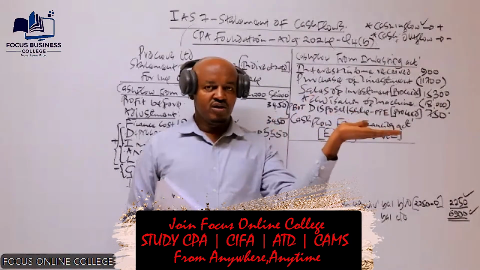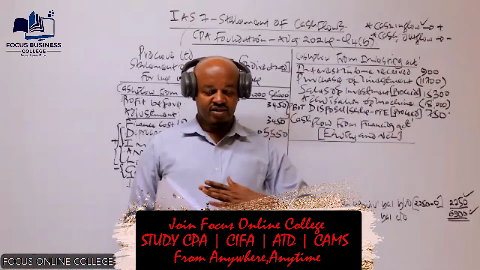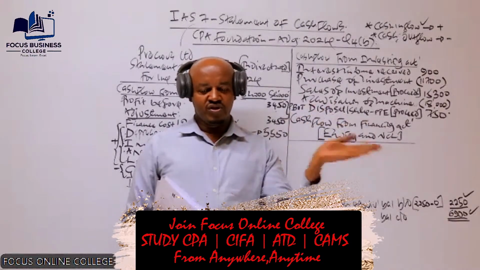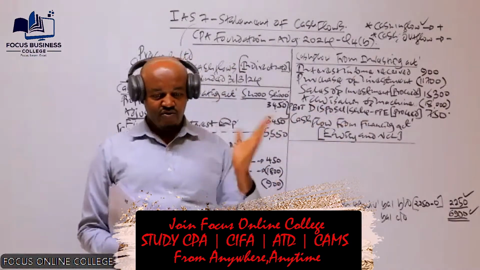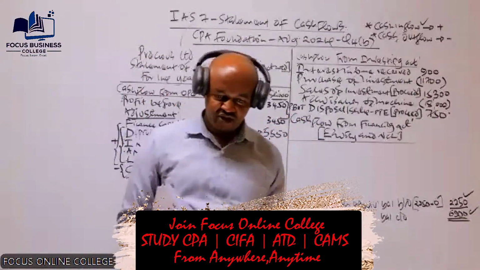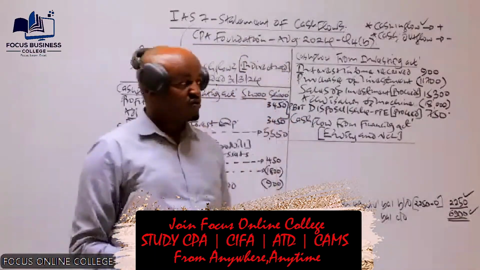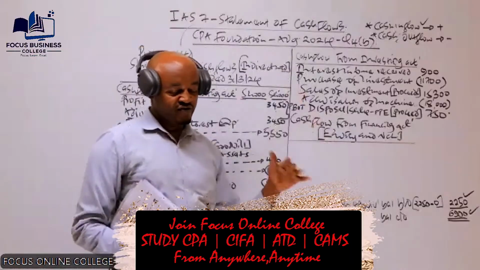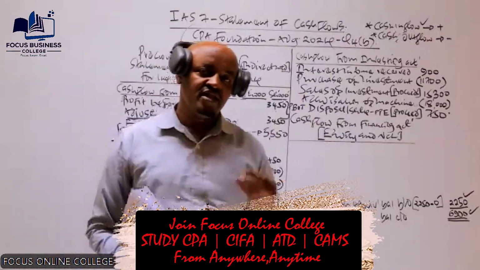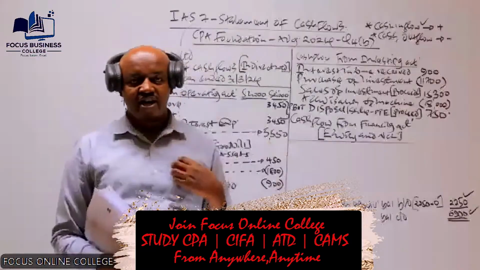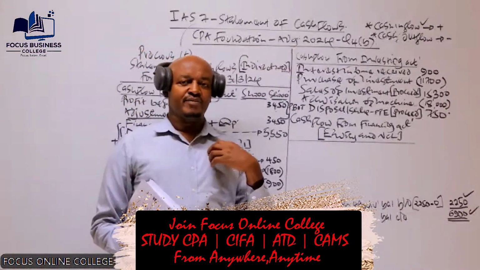You issue bonds, you receive an asset. You issue bonds, you receive an asset. Is there any movement of cash there? There is no movement of cash. So therefore, what is important to note is that when preparing a statement of cash flows, actually from our definition, I said it is prepared to show the sources of cash and the application of that cash.